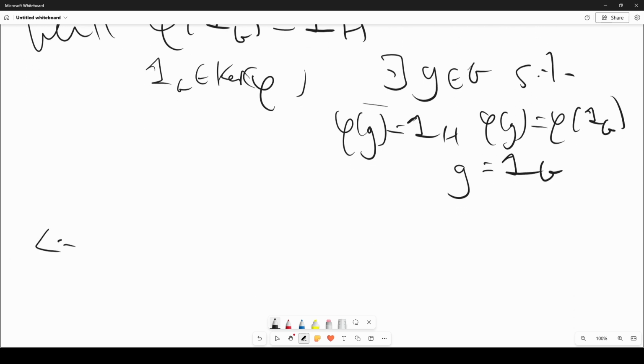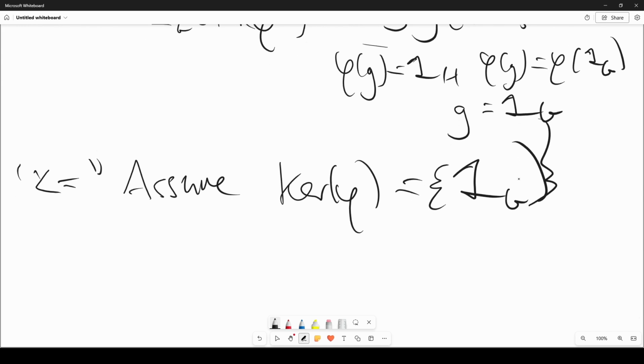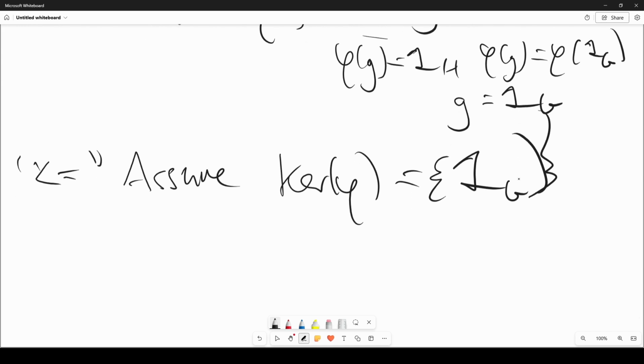Now let's do the other direction, which somehow seems way more powerful. So assume that the kernel of phi equals just 1_G. First, I want you to take a second and try to prove this on your own. If you can't, just continue watching, and we're going to go over the proof together. Okay.